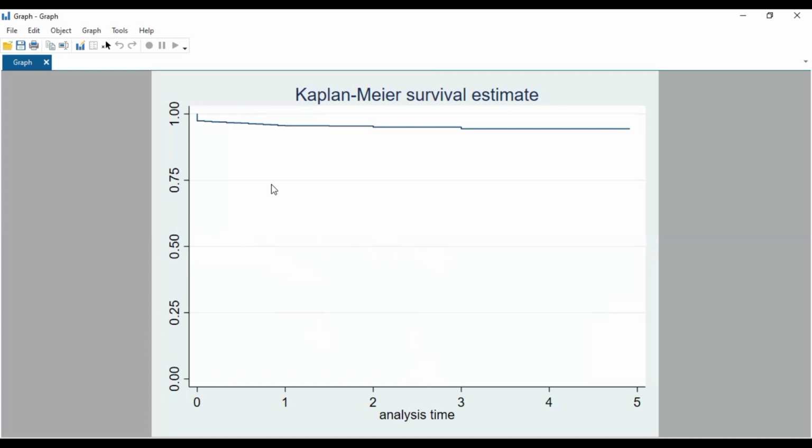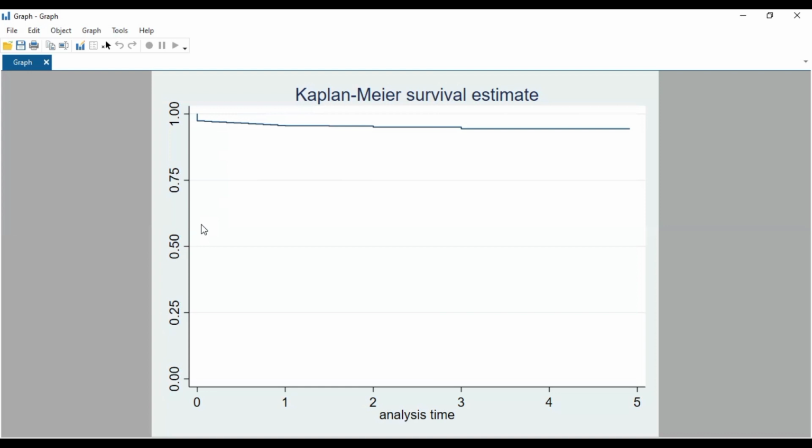Why? Because the rate of survival is very high, or the rate of death is very low, such that it has not got to the point where half of the study participants died or experienced the event of interest. So the median survival time indicates that 50% of the participants experienced the event of interest.